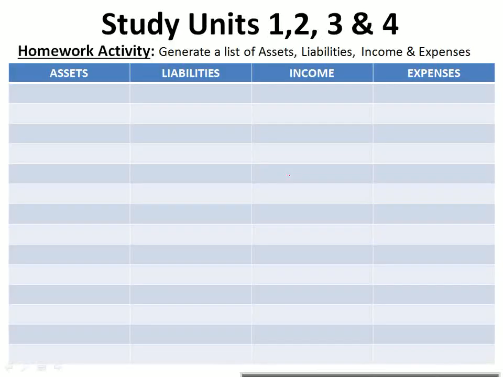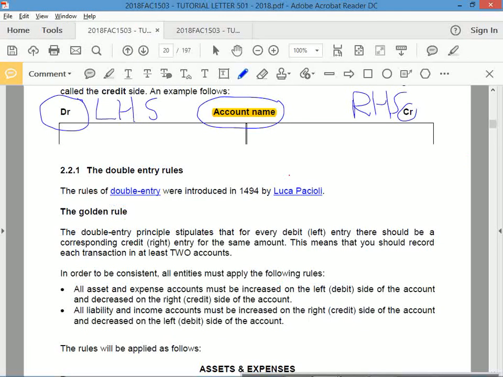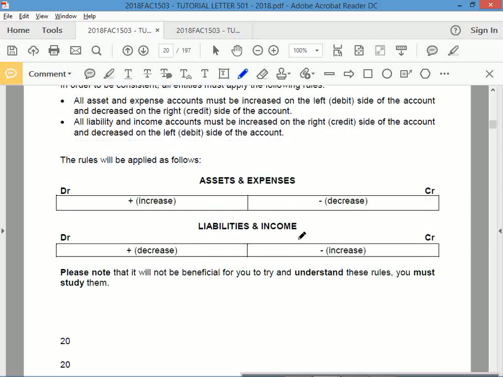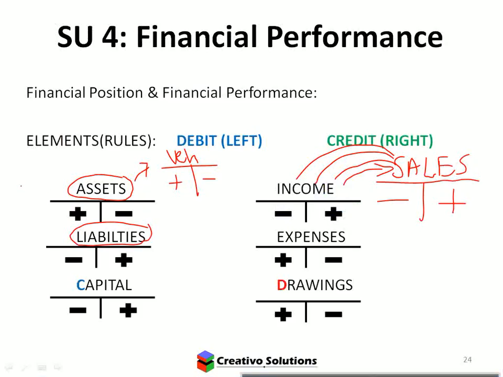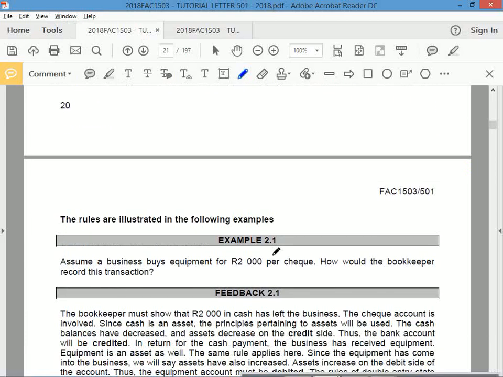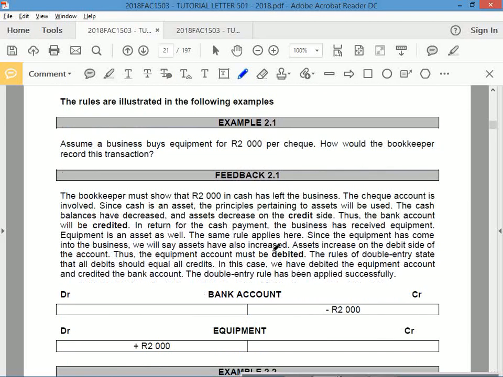Right, let's go back. Let's see what else they've given you here. Okay, there's the rules. Assets and expenses, so they've grouped those two. Okay, you've got it here. There's the asset, there's the expense, same rule. Liabilities and income, there's the liability, there's the income, same rule. Okay, you can study the slide.